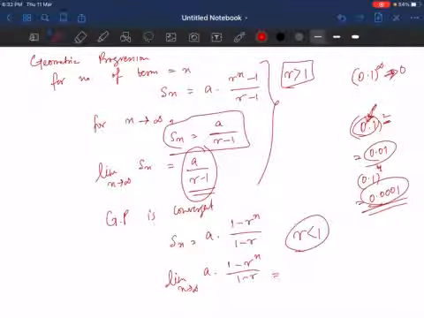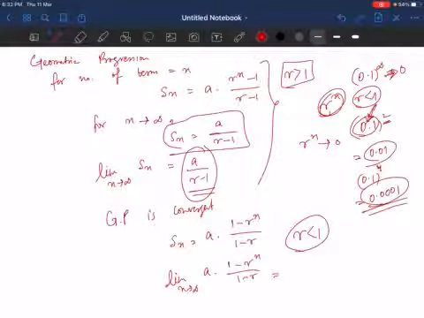So remember this thing, whenever we have r to the power n and r is less than 1 and n tends towards infinity, we can say that r to the power n tends towards 0. So here we have a divided by 1 minus r. That's what we get when r is less than 1. Now for this one it is convergent.